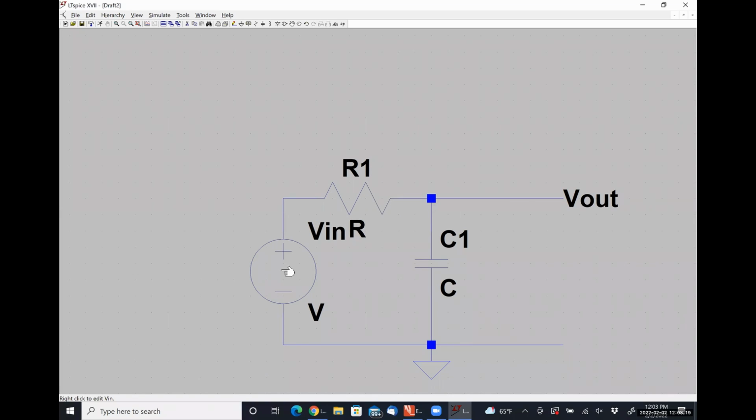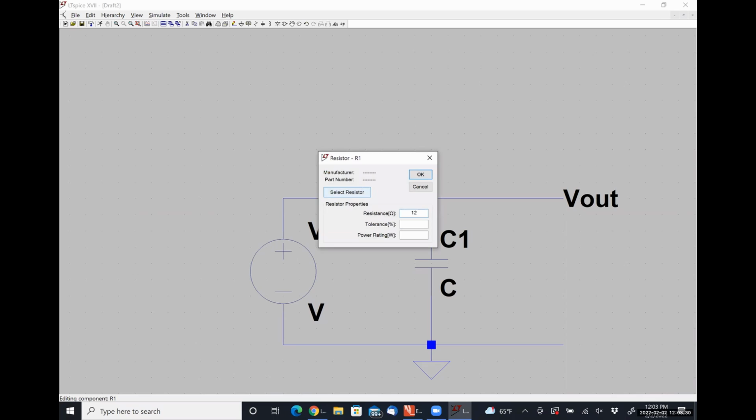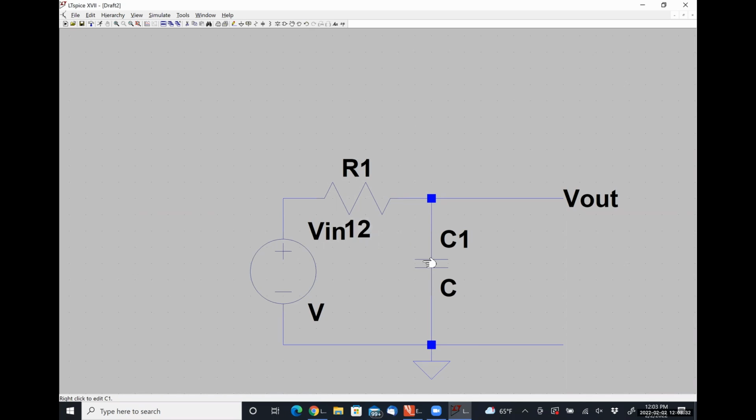Okay. So before we start worrying about our source, somebody give me a value for my resistor. 12. Okay, just 12 ohms. All right, what about my capacitor? 1 millifarad.